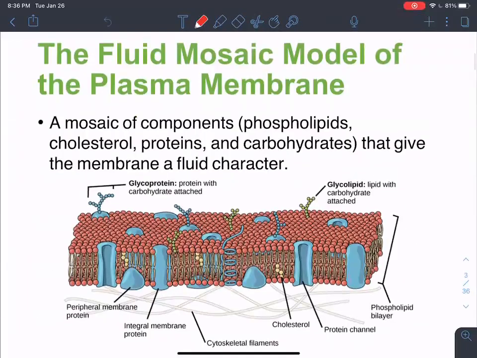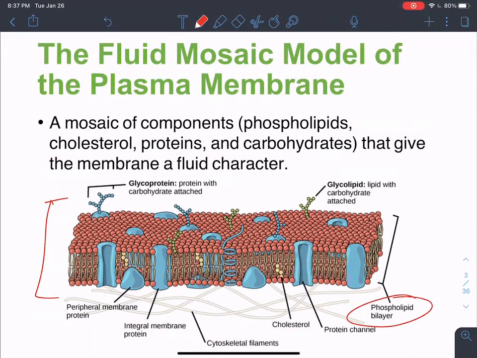We call this plasma membrane a fluid mosaic model. The reason we call it that is because this membrane, this phospholipid bilayer, is able to be very fluid. It can move, and we need that to happen so that your cells can move through different areas of the body. So it's very important for movement.